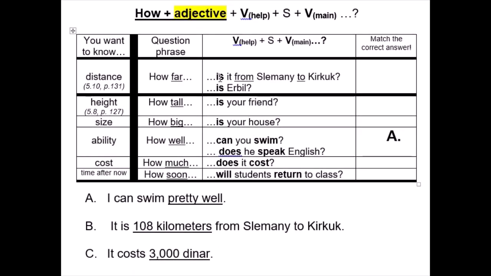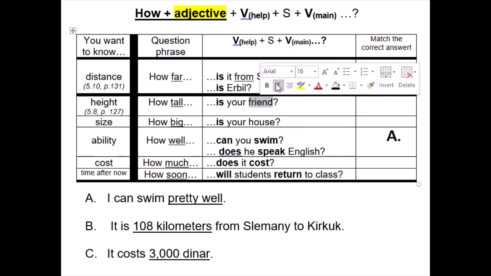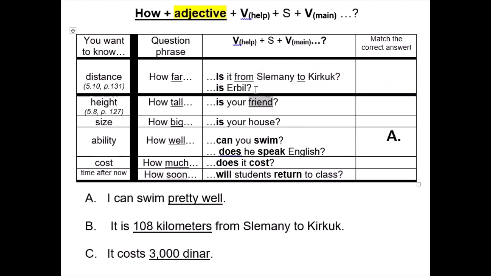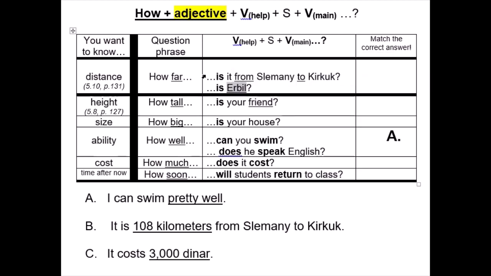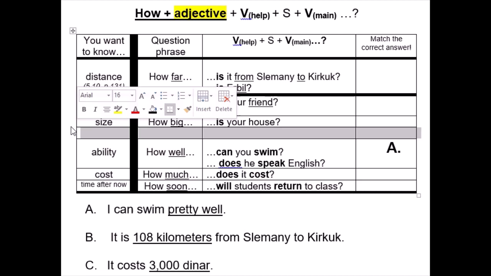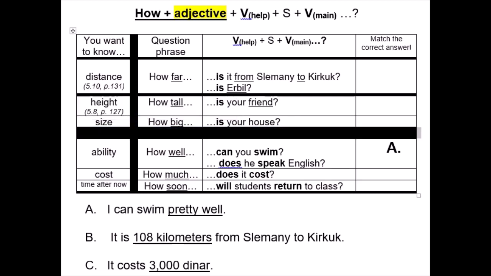So here, I'm just describing the noun. Okay, this noun is friend. I'm asking about this noun, Erbil. Okay, so I just use verb be here. How big is your house? Okay, so those three are just using verb be, yeah?